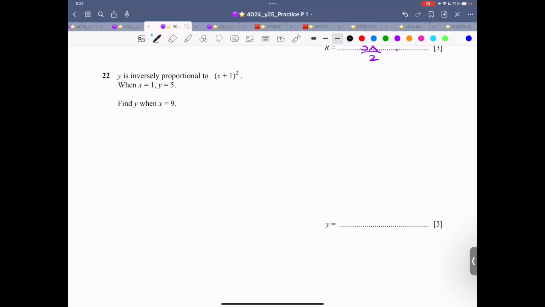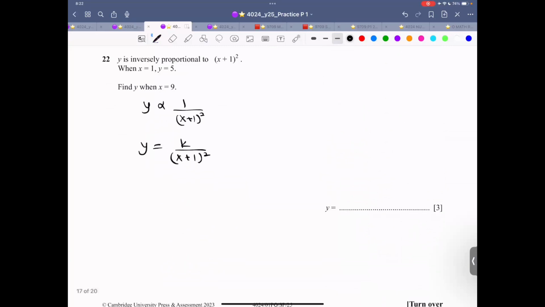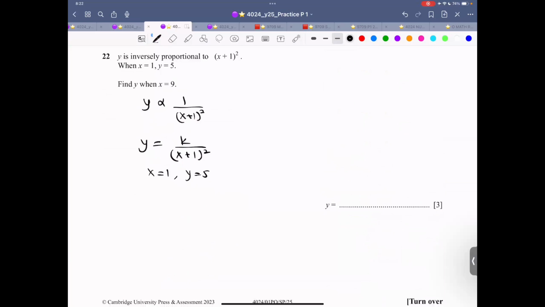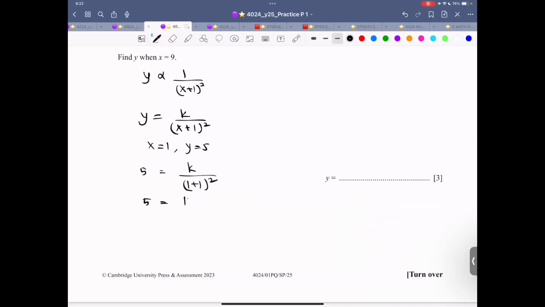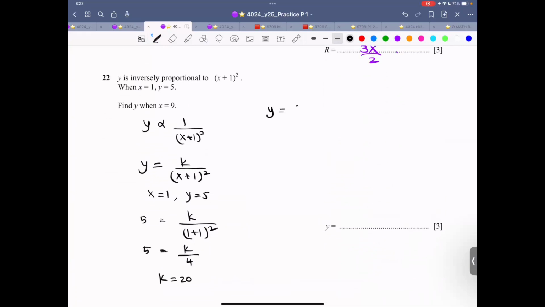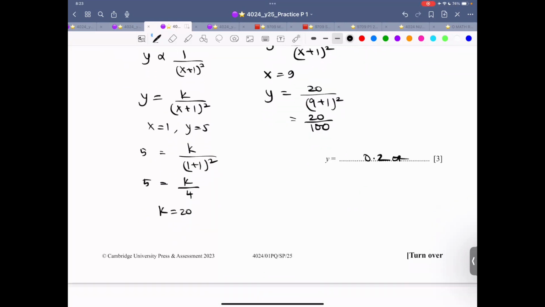Question 22. y is inversely proportional to (x plus 1) whole squared. y is equal to k over (x plus 1) whole squared. First find k. x is 1, y is 5. So 5 is k over (1 plus 1) whole squared. This is 5, this is k over 4. Therefore, k comes out to be 20. Therefore, y is equal to 20 over (x plus 1) whole squared. Now, when x is 9, y is 20 over (9 plus 1) whole squared. That is 20 over 10 squared, which is 100. 20 over 100 is 0.2, or 2 over 10, or 1 over 5. 1 over 5 is also perfectly acceptable.